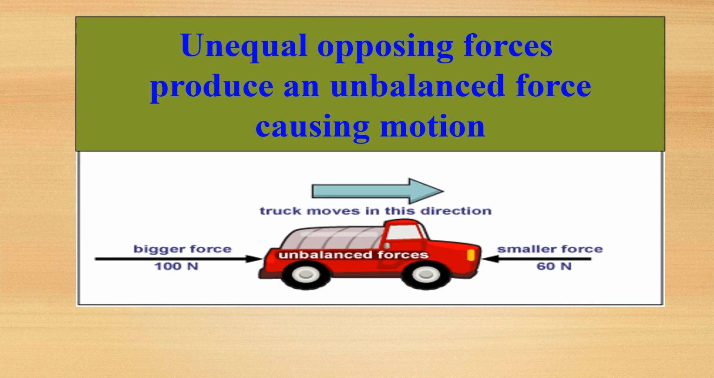In this picture, the truck is initially at rest. There are two unequal opposing forces that act on the truck. One is 100 newtons to the right, and the other one is 60 newtons to the left. Since the two forces are unequal, the truck will then move in the direction of the 100 newton force, which is going to the right.